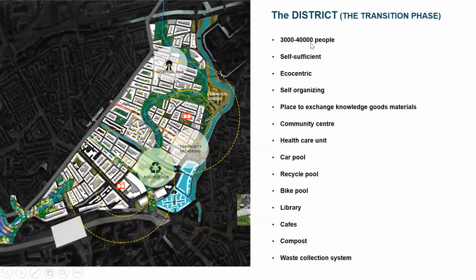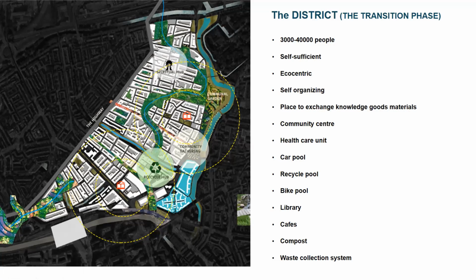The district over here is self-sufficient, ecocentric, self-organizing, and there are places for people to exchange knowledge, goods, and material. There's a community center, there's a recycling hub, there's a library, healthcare unit, carpool, a recycle pool, bike pool, cafes, compost, and waste collection system. And we try to kind of look at the veins and reimagine the shapes over here.